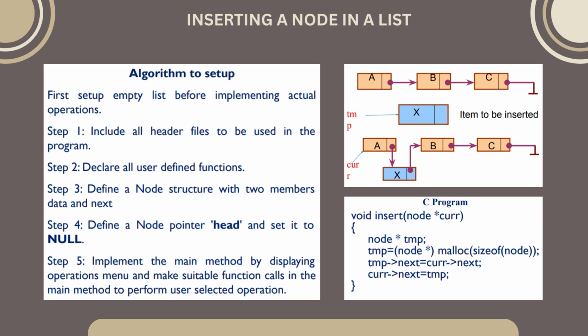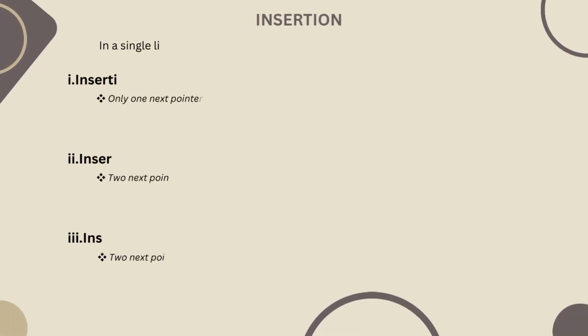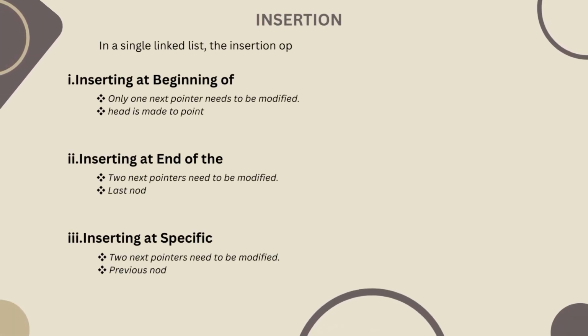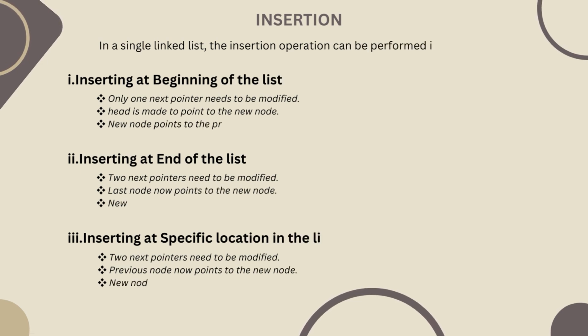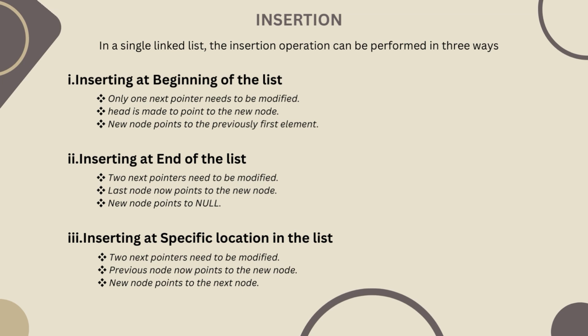Step 5, implement the main method by displaying the operations menu and make suitable function calls in the main method to perform the user-selected operations from the menu. In a single linked list, the insertion operations can be performed in 3 different ways. First, inserting at the beginning of the list. Only one next pointer needs to be modified if the element has to be inserted at the beginning of the list. Head is made to point to the new node, and the new node points to the previous first element.